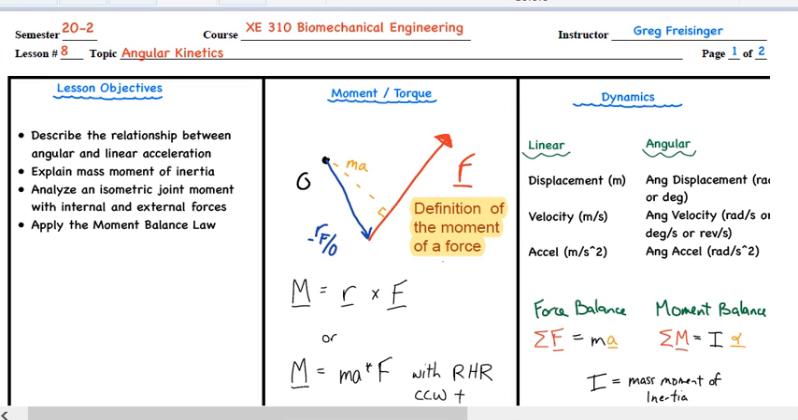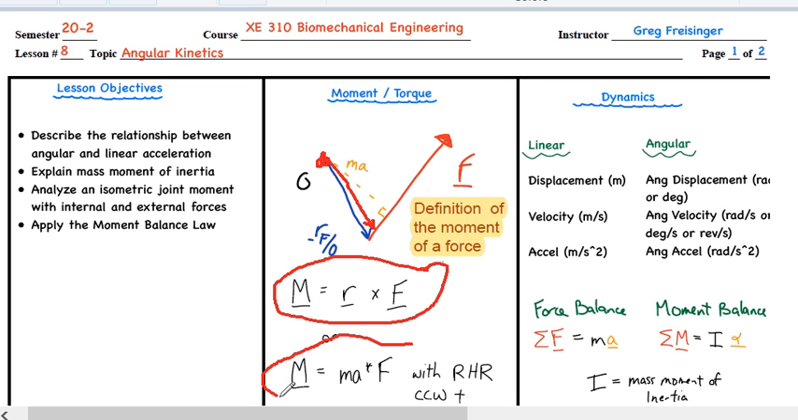This video is a review of Angular Kinetics, Lesson 8. Here we have the definition of a moment, r cross F, where r is the position vector from the moment center to the line of action of force, and F is the force vector.